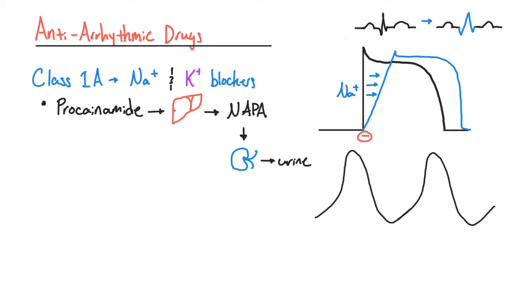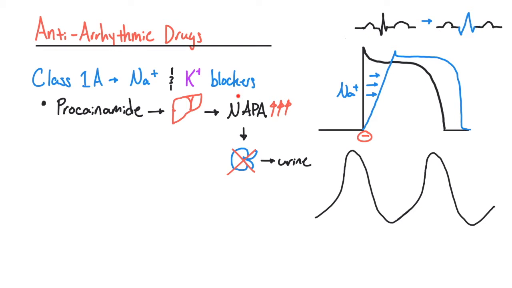Something important to watch out for with procainamide is that in patients with renal dysfunction, the kidneys are not working as well as they should. All of a sudden, this pathway is turned off. NAPA can no longer be excreted as efficiently in the urine, and NAPA is then going to build up in the bloodstream.